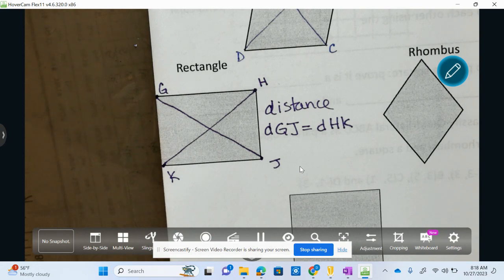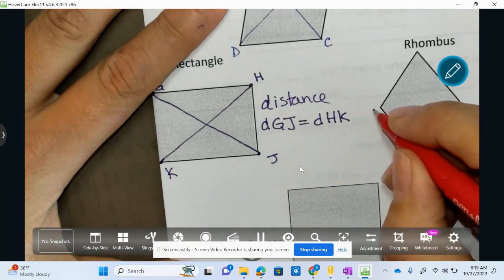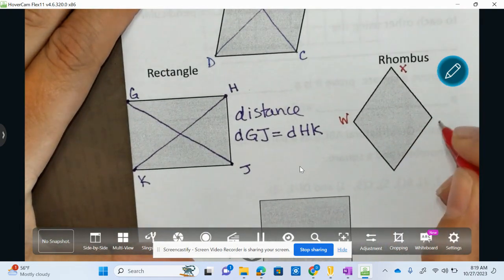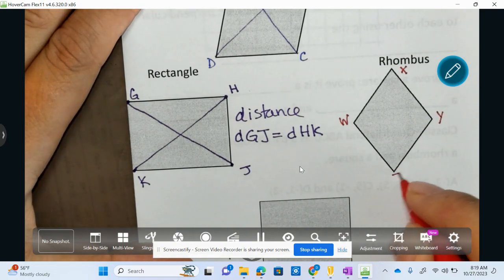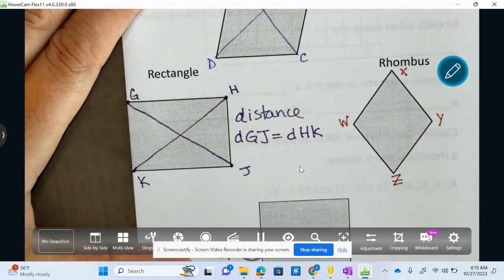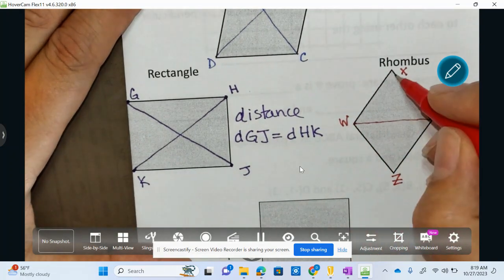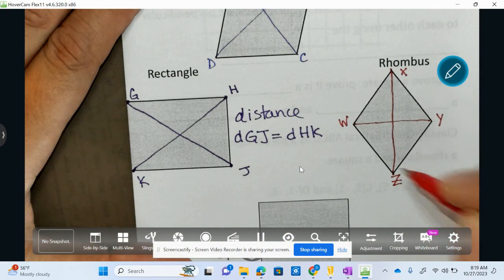And then we had our rhombus. So our rhombus, I labeled this one WXYZ. I started over here and I called it W, X, Y, and Z. And I needed to show the diagonals. So I have WY and XZ.